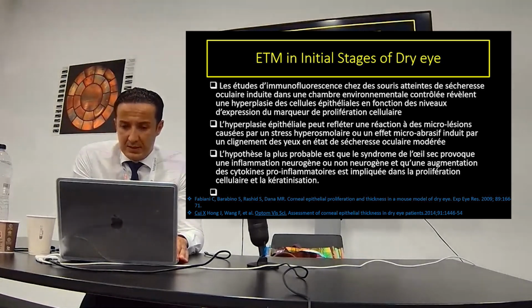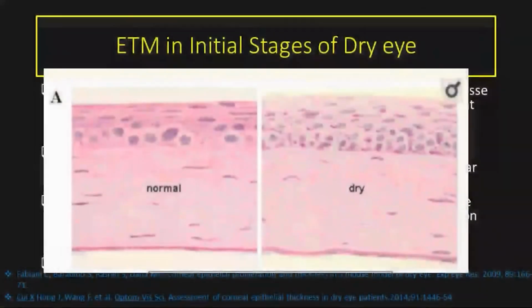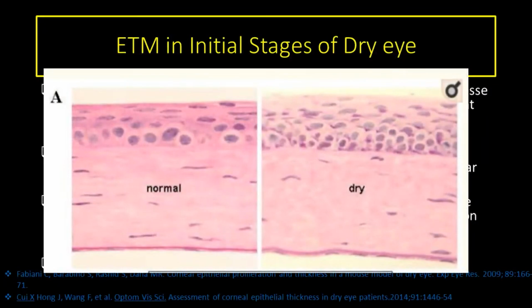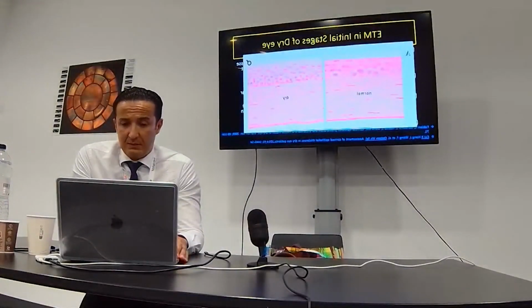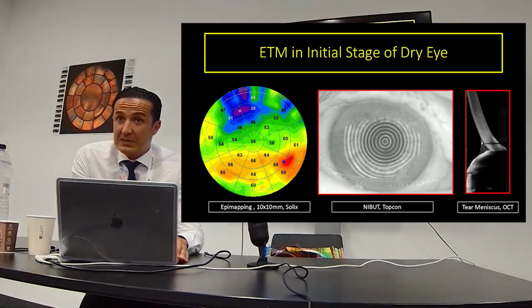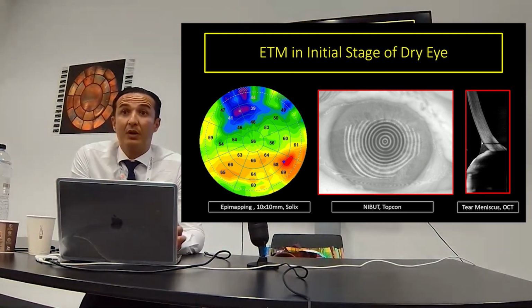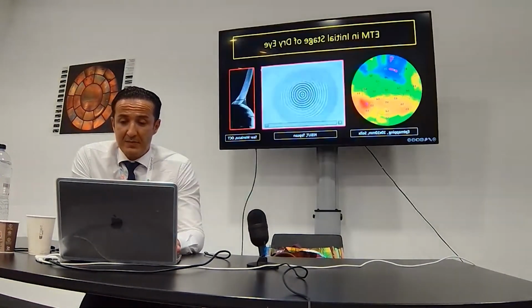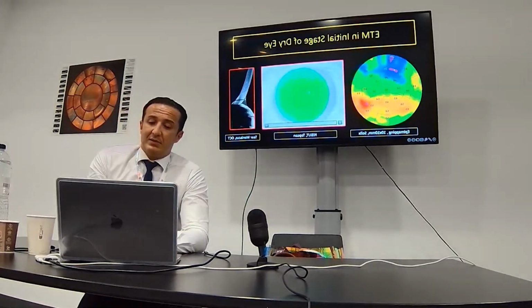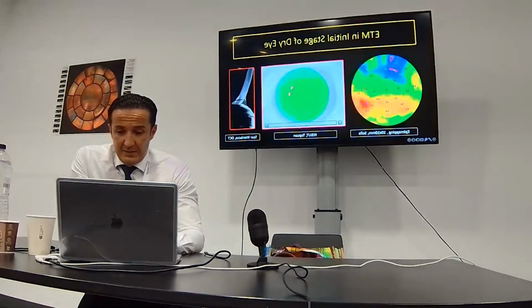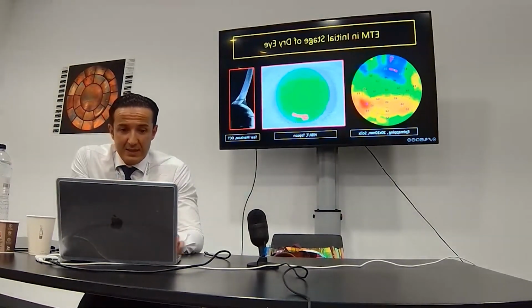And the most likely hypothesis is that the increase of pro-inflammatory cytokines is correlated with cellular proliferation and can induce the hyperplasia of the epithelium. This hyperplasia occurred at the same location of the first rupture of the breakup time. And look here in the NIBUT exam, the first rupture occurred at the same area of this hyperplasia.